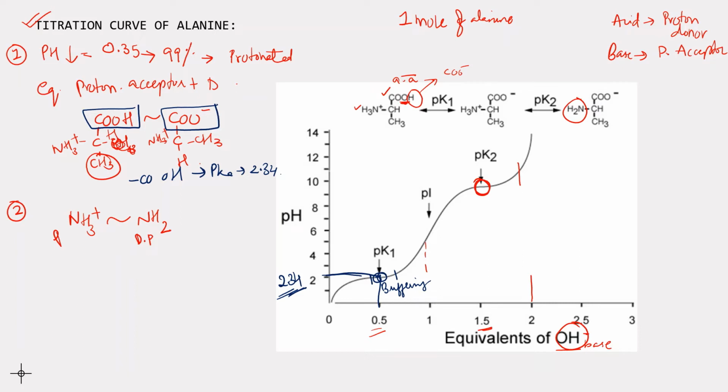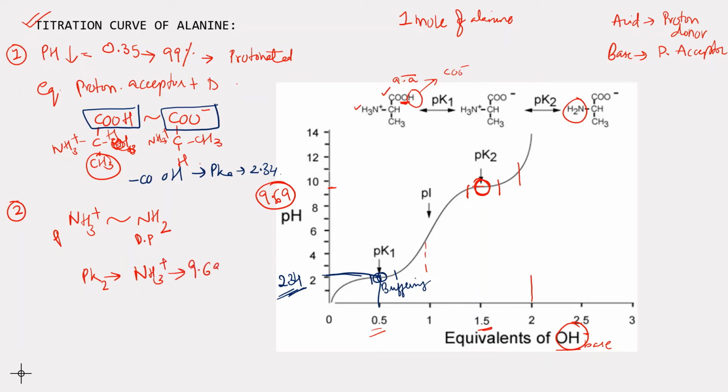And hence pK2 also has a buffering range. Now whatever value this pK2 corresponds to is 9.69, and hence this is the pK value of the second group, pK2, that is NH3 plus.